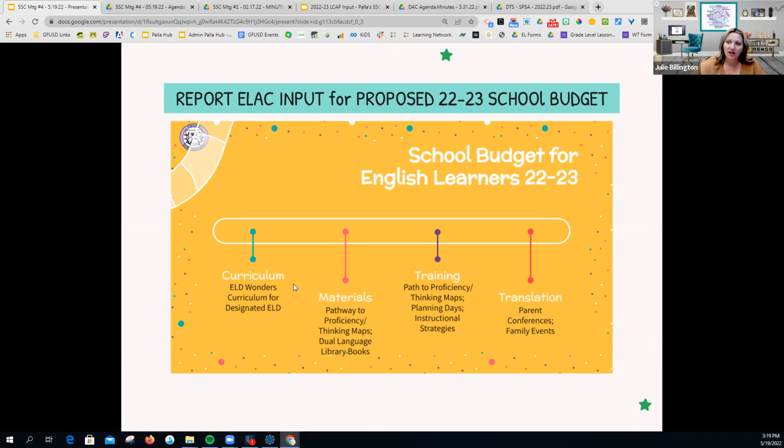So these are some areas that I'm proposing that we can use these specific funds in the area of curriculum. We did purchase some ELD Wonders curriculum to help support our English learners. I'll need to replenish those because they're consumable, so the kids can write in them, and so we would get new ones for the next year. So I would need to purchase additional curriculum for that.